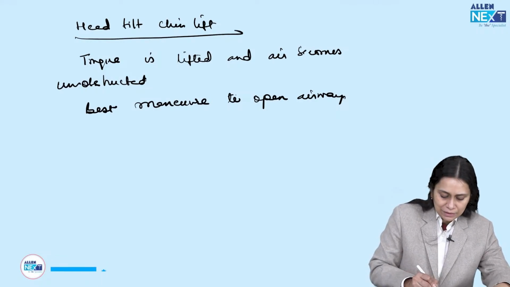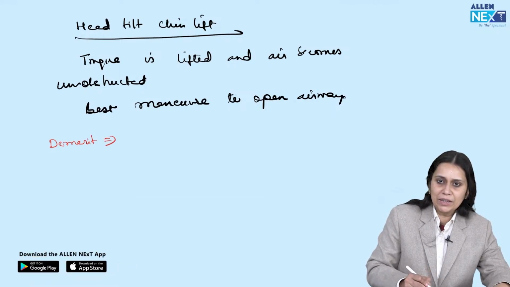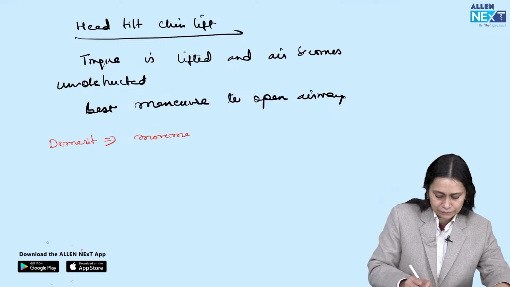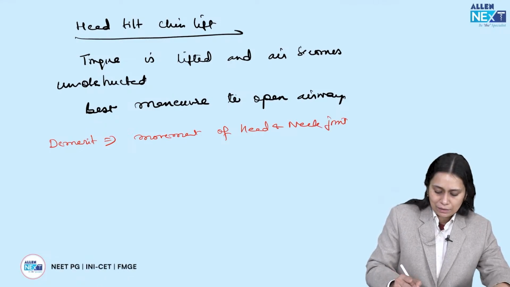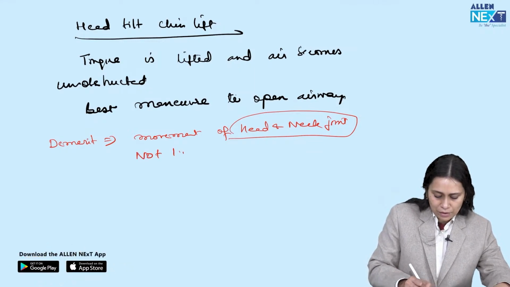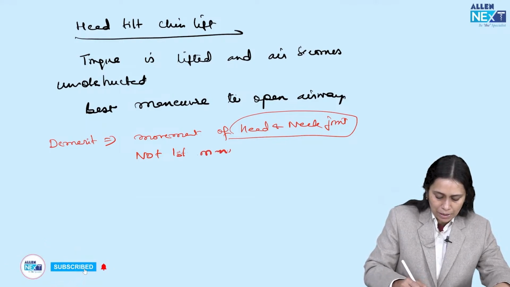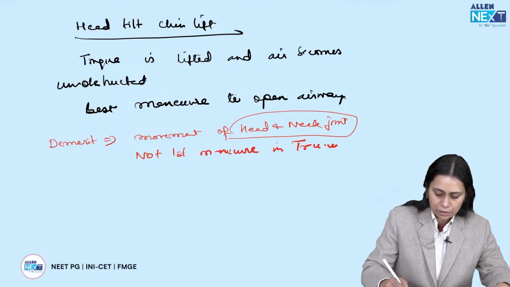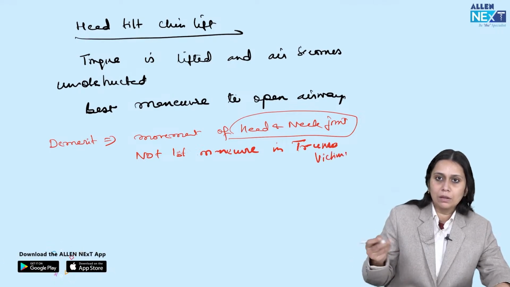Okay. Now, what is the demerit of this maneuver? Demerit is movement of head and neck joint. Right? So when there is movement of head and neck joint, this should not be done in trauma victim. So it is not the first maneuver in trauma victim. Remember this, okay?